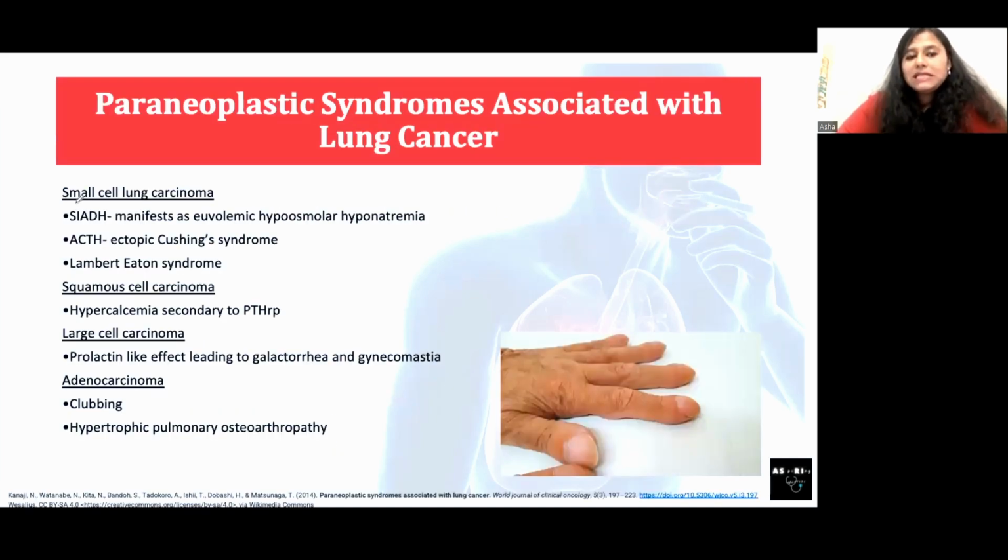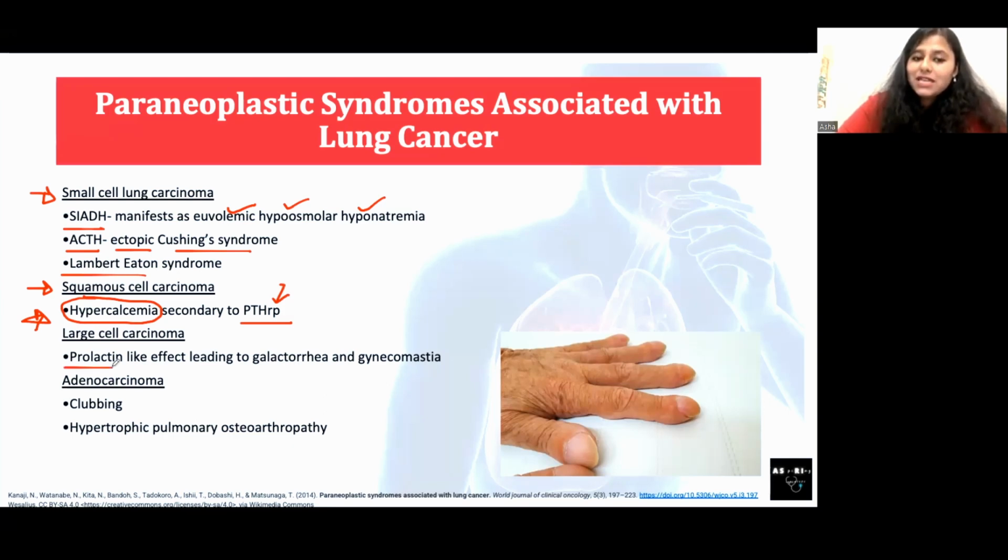So paraneoplastics: we know that with small cell lung cancers, you can have SIADH, and you will have the euvolemic hypoosmolar hyponatremia. You can also have ectopic ACTH in Cushing syndrome, and the Lambert-Eaton syndrome. The other one is squamous cell carcinoma. In this patient, we saw the hypercalcemia, if we remember, and this could be secondary to the parathyroid PTH-like peptide. Large cell carcinomas will have a prolactin-like effect that can be seen in galactorrhea and gynecomastia.